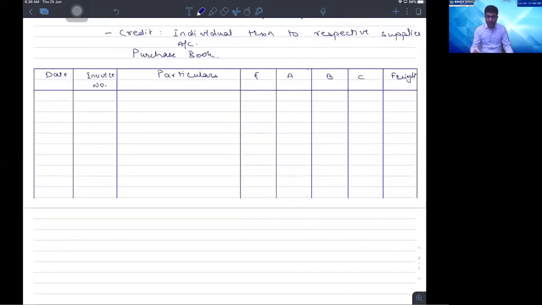Now, when I'm doing the posting of the columnar purchase book, I will not be considering the total of the amount column. I'll ignore the total of this column. I'll take the total of A column, total A. I'll take the total of B column, that is total B. I'll take the total of C column, that is total C. And I'll take the total of freight column, total freight.